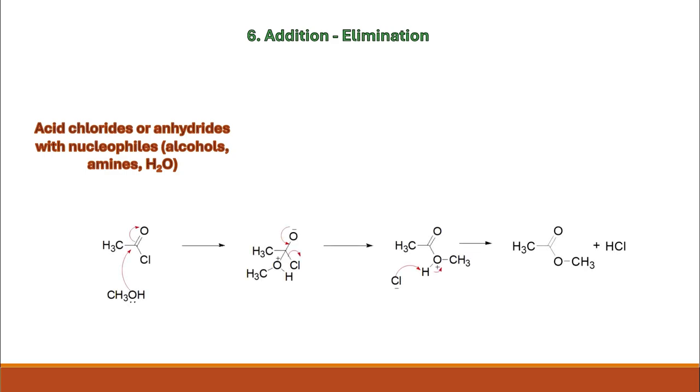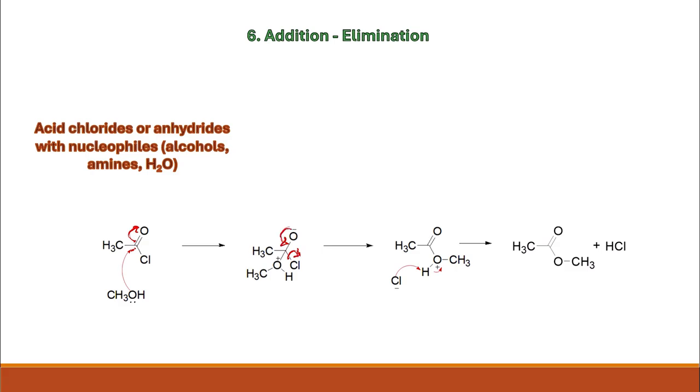The addition-elimination reaction is the reaction of acid chlorides or anhydrides with nucleophiles like alcohols, water, or amines. So this reaction has two steps. The first one is the addition step. The second one will be the elimination step. So if you have your nucleophile here, it's again going to attack the carbonyl carbon in the acid chloride, and this bond is going to break. And then the second step is the elimination, where the chloride is going to leave, and then the double bond will be regenerated.